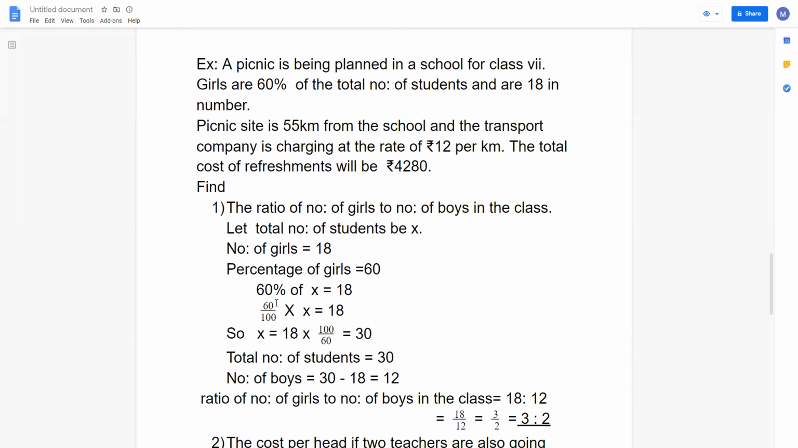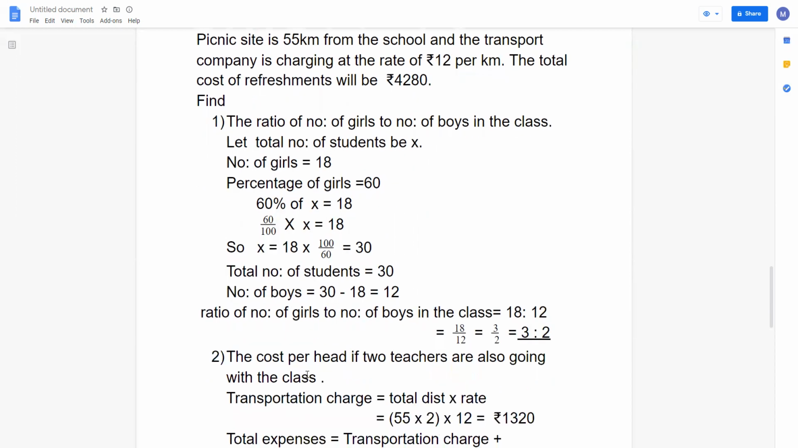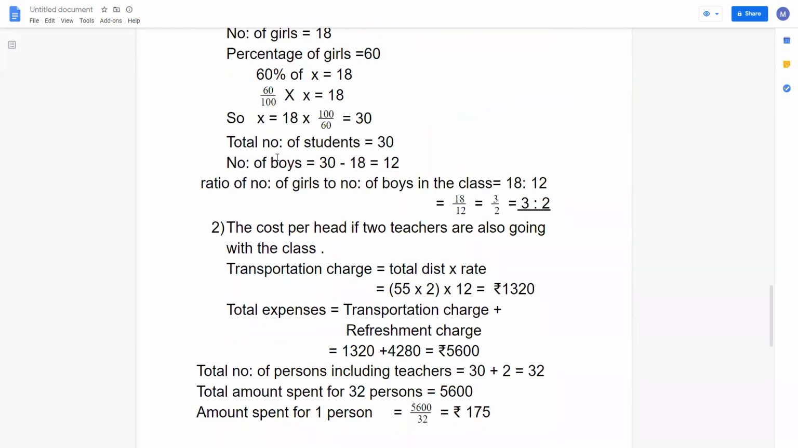So what is the meaning of 60%? 60 upon 100. For "of", you have to put a multiplication sign. So 60 upon 100 multiplied by x is equal to 18. So x is equal to 18 multiplied by the reciprocal of this. That is 60 upon 100 taking to other side reciprocal. So 100 upon 60, and calculating you will get 30. That means total number of students is equal to 30.